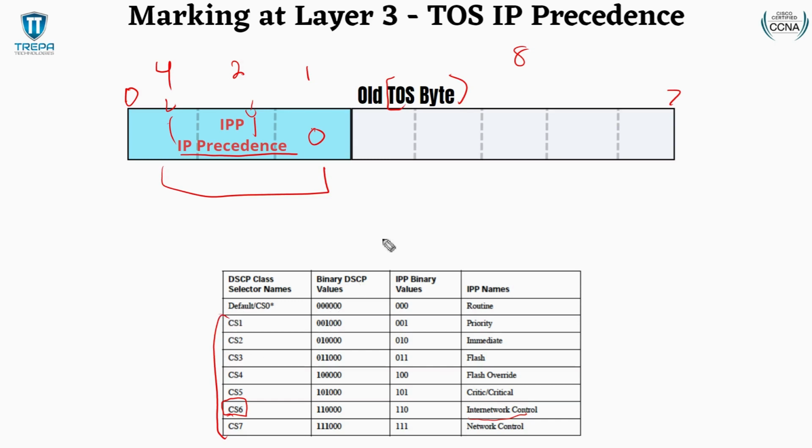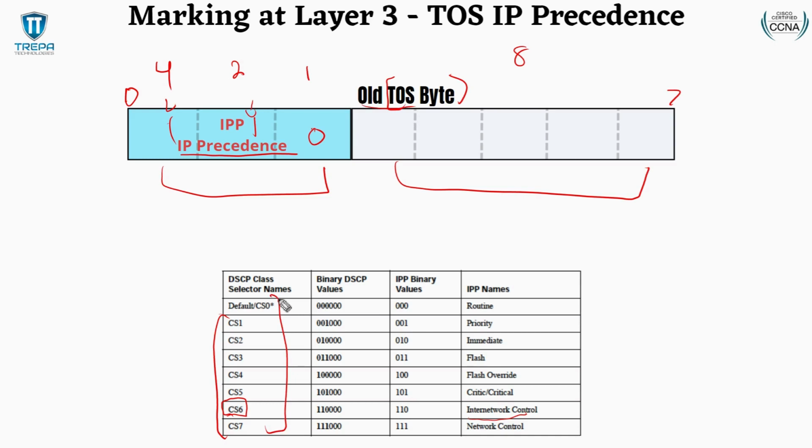And you can see that we still had 5 bits left over. Now, I can't remember what those 5 bits were for, but in this old TOS byte, this type of service byte, the IP precedence was the only way we were marking traffic within this 1 byte field in the IPv4 header. And you can see that gave us 8 different classes of priority to classify traffic. But we still had all these bits left.